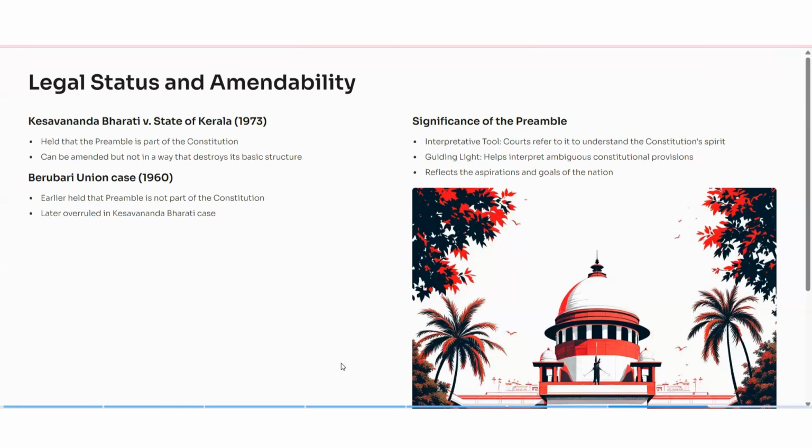Significance of the preamble. It is an interpretative tool. Courts refer to it to understand the Constitution's spirit. It is a guiding light that helps interpret ambiguous constitutional provisions. It reflects the aspirations and goals of the nation. In order to understand the whole Constitution, the preamble helps us to understand it.